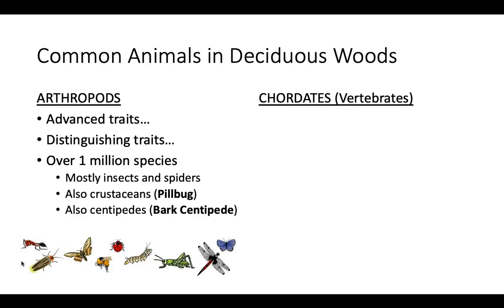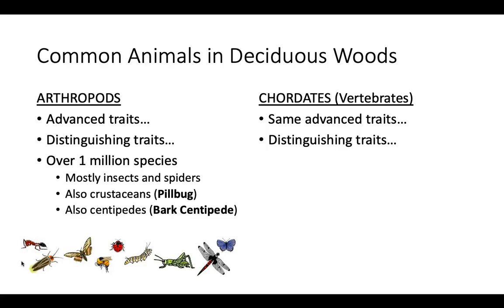Now, the second group that we're going to be dealing with are the chordates. You are probably more familiar with them by a different name, the vertebrates. They're going to have all the same advanced traits that the arthropods had. In terms of distinguishing traits, they're different in terms of how their brain and their spinal cord and their spinal column, the bones around the spinal cord, develop. So we're only going to focus on the vertebrates in this group.